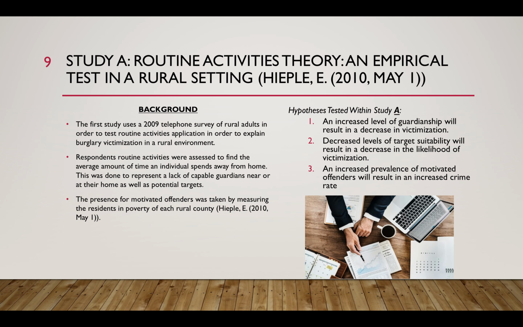This represented a lack of capable guardians, the people who live in the homes, to prevent the crime, as well as making the homes potential targets, meaning the homeowners are not there, so the houses appear vulnerable. The presence of motivated offenders was taken from each rural county's residents in poverty, representing that people in poverty have no other legitimate means to pursue happiness and avoid pain, therefore they have the motivation to commit crimes.